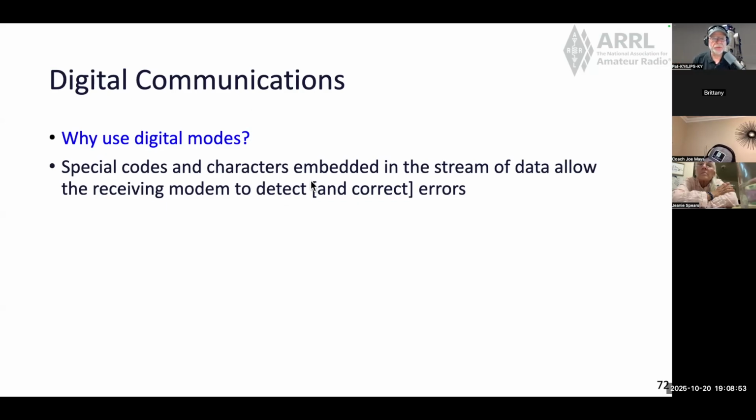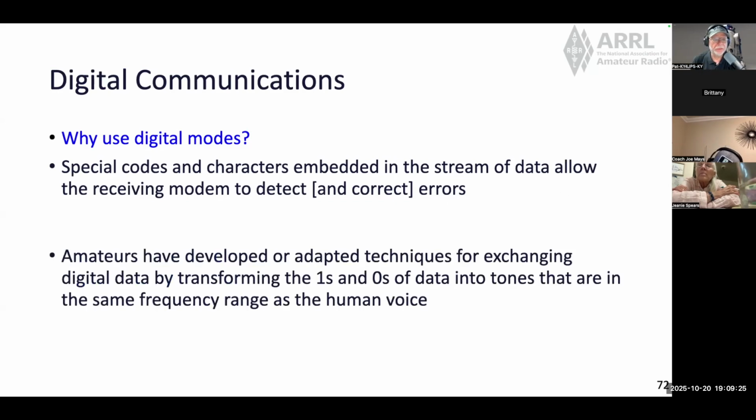So special codes and characters are embedded in a stream of data that allow the receiving modem to detect or correct errors. So my computer may, through my radio, send out a signal. Jeannie's radio may receive that signal, and there may be some errors in it. So her computer and radio will send back a message to my radio and say, hey, send again. And all this is done very quickly. You can't detect it with the human ear. It's done through the computer and the radio.